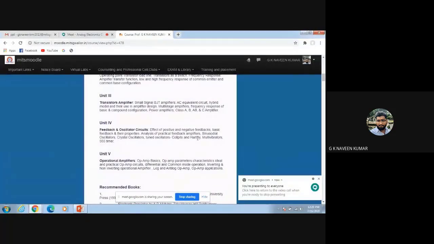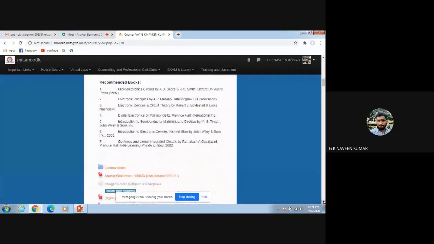And coming to the last unit and the easiest among all units, that will be operational amplifier. You can use the IC741 amplifier for different applications like multiplication, subtraction, addition, different mathematical operations. Hence the name operational amplifier. These are the 5 units we will be studying.